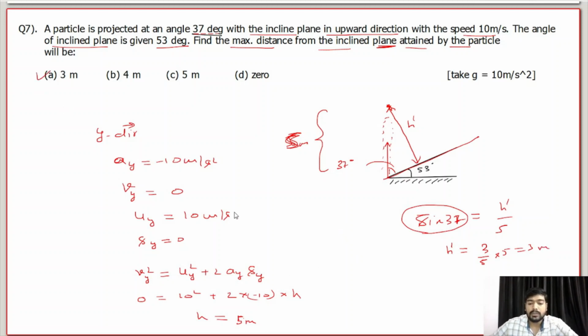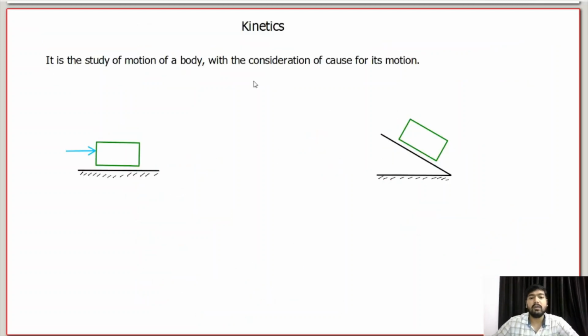Okay. So students, till here with this question we have completed the curvilinear motion. Okay, so let's move quickly to our next topic, that is kinetics. So students, now we are going to continue our next topic, that is kinetics. So far in kinematics we have not considered the cause of the motion, but in kinetics we will consider the cause. What's the cause behind the motion of a body?